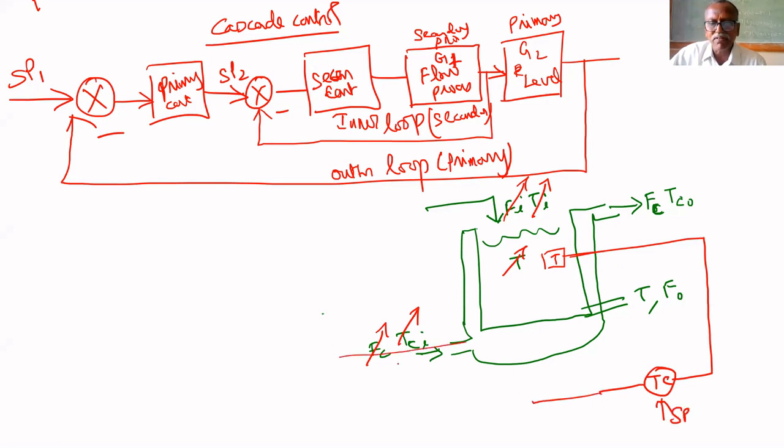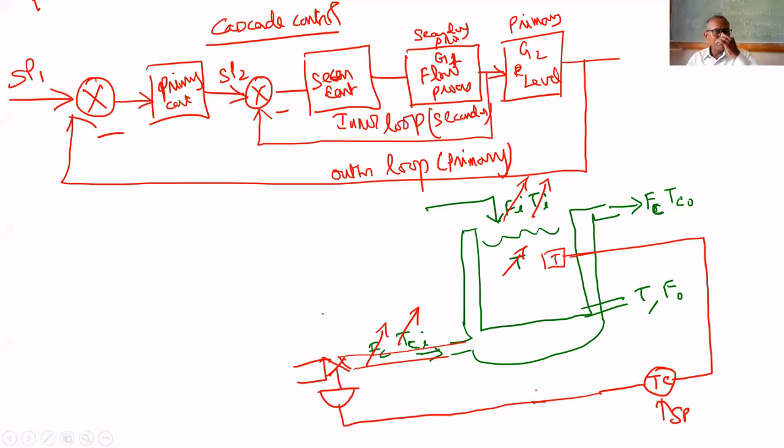That will regulate the cold water flow rate only. If temperature increases, it will increase the flow rate. If temperature decreases, it will decrease the cold water flow. Whatever may be the disturbance, the disturbance may enter because of Fi or Ti or FC or TCI, any one of these disturbances. But whenever T deviates, then only it will control.